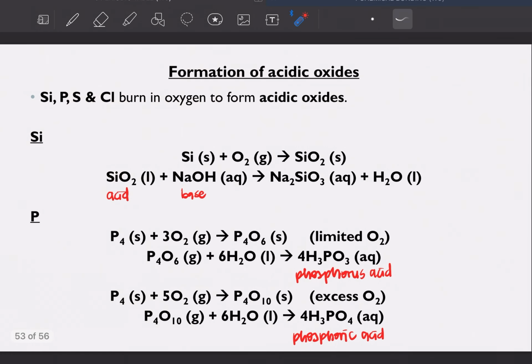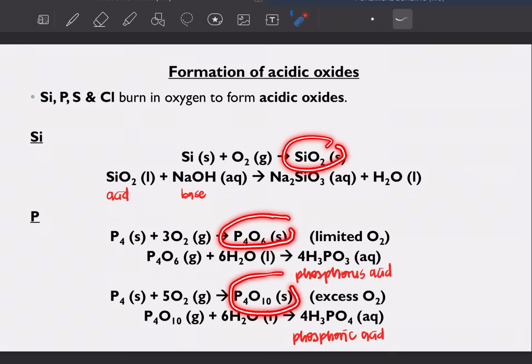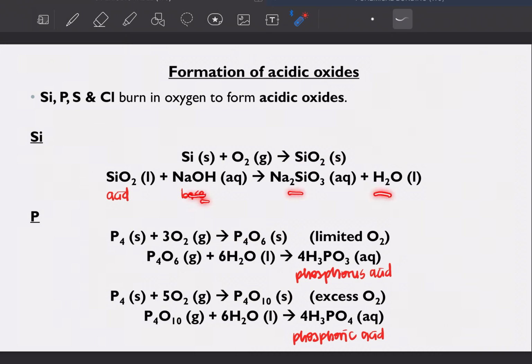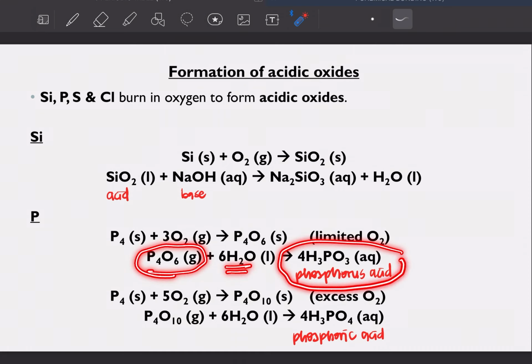Next, for these elements, silicon, phosphorus, sulfur and chlorine, when you react with oxygen or burn in oxygen, you will form acidic oxides. So this is your acidic oxide. When it reacts with base, you will get salt and water. And when your acidic oxide reacts with water, you will get your acid.